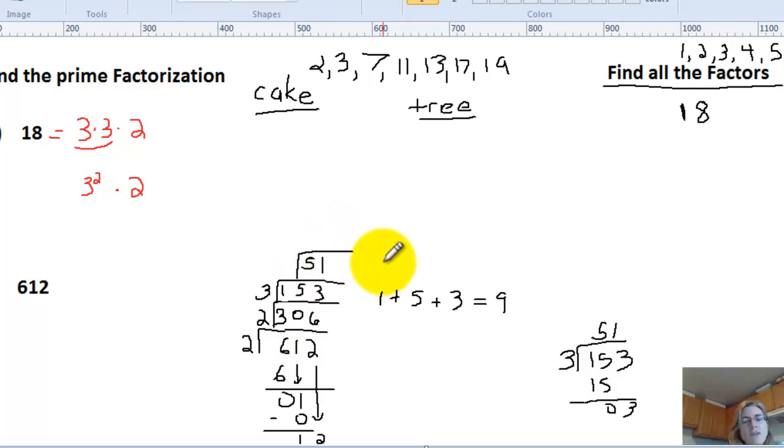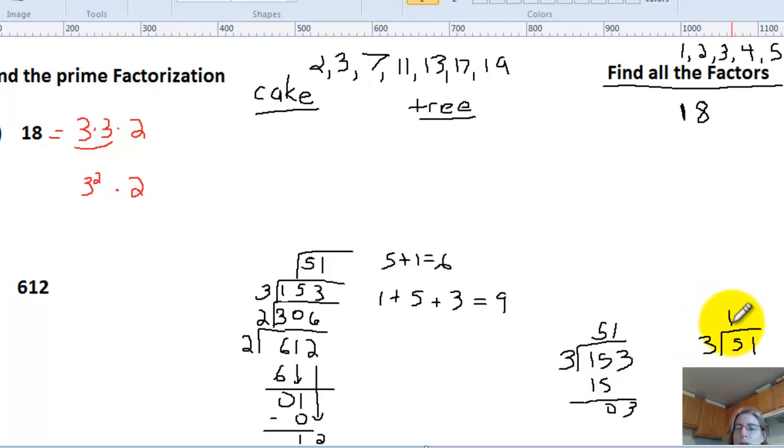Now 51 can be deceiving because you could think, oh, that must be prime. That's just a weird number. It is, but let's go through our divisibility rules. Is it divisible by 2? No. How about 3? Well, let's add the digits. 5 plus 1 equals 6, so it's divisible by 3. But we don't know off the top of our head, 3 times what is 51? So let's just go over here and sort that out.